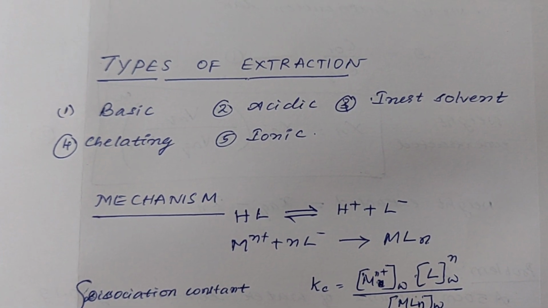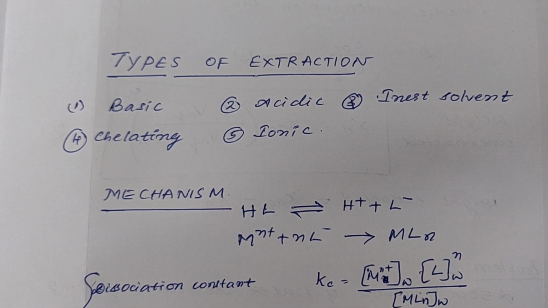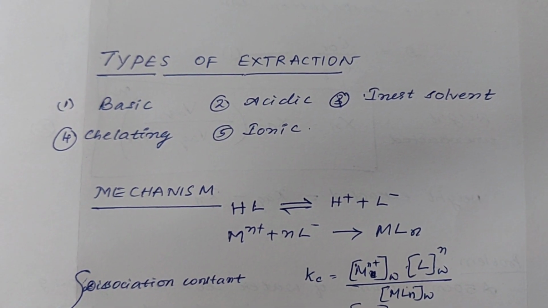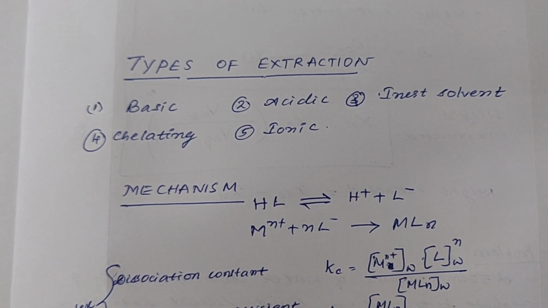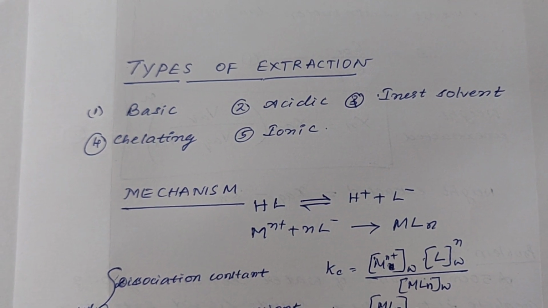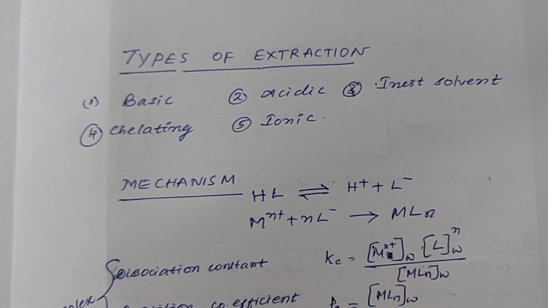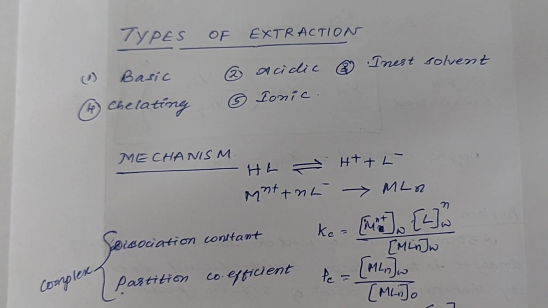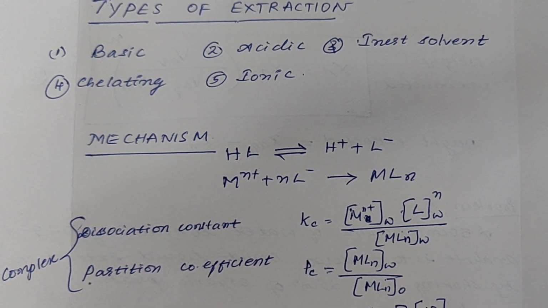So there are different types of solvent extractions. They are either basic, acidic, inert, or chelating or ionic. If you use basic condition, it becomes basic extraction. Acidic condition, it becomes acidic extraction. If you use a neutral solution, then it becomes inert solvent extraction. Or you add a complexing agent or a chelating agent, it becomes chelating. Or you can use ions so that some neutral species will become ionic, and then we can do ionic extractions too. So let us look at the mechanism of the reaction.